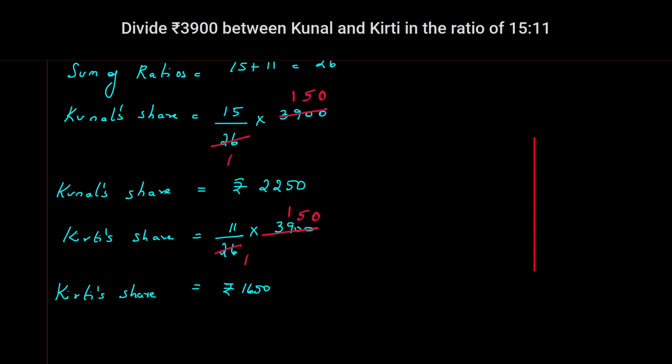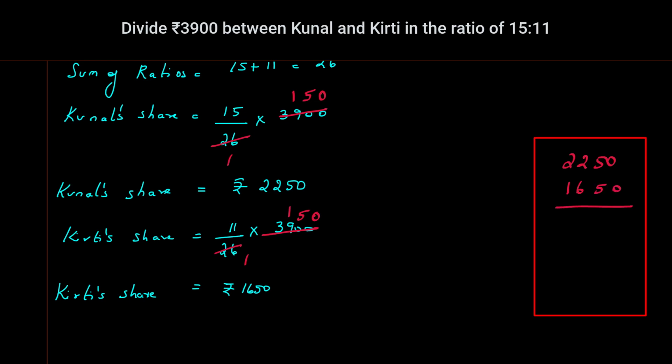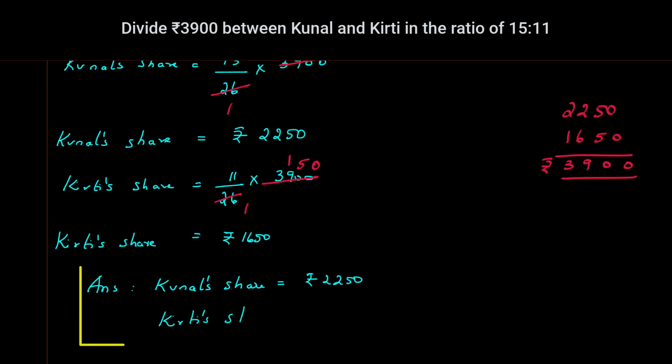If you sum up both their shares, that is Kunal's share 2250 along with Kirti's share 1650, what are we supposed to get? 3900 is the total amount mentioned in the question, and here also we've got the total amount 3900. So our answer is correct. So the final answer step.